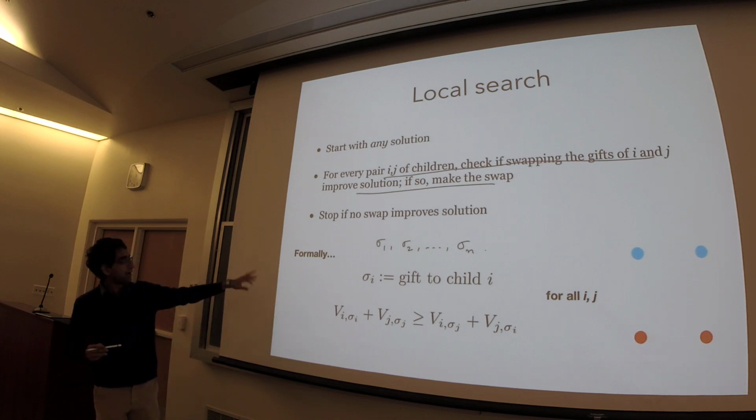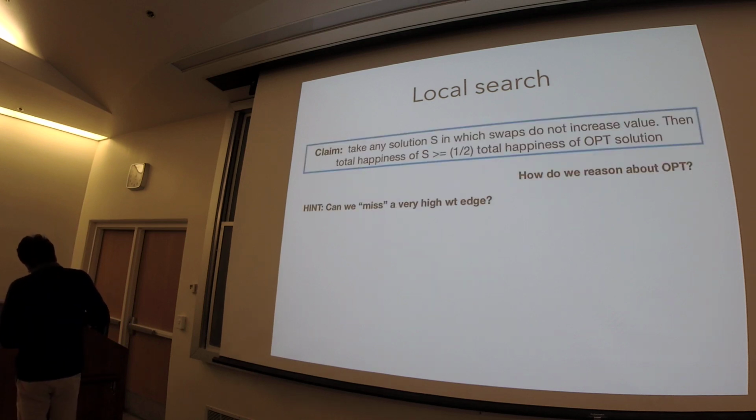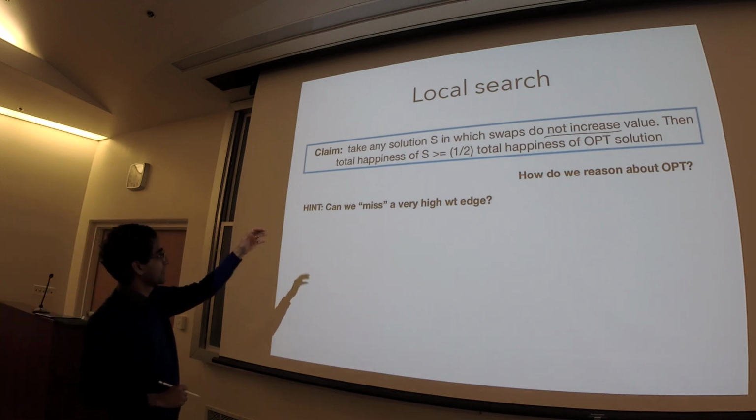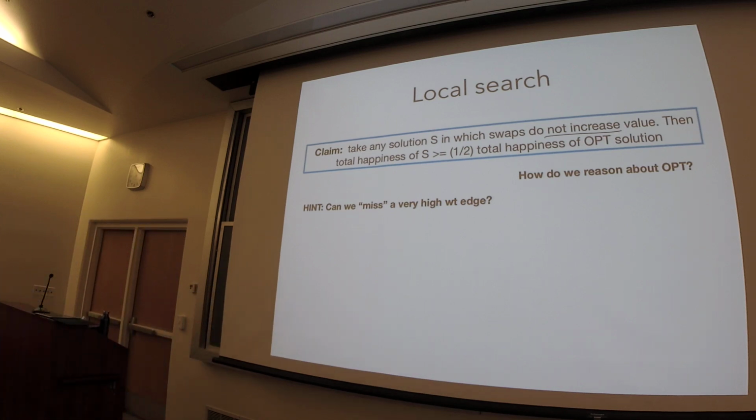So this is what we have if your solution is locally optimal. Now I would like to claim that any solution S in which swaps do not increase value has a total happiness value that's at least half the total happiness of the optimum solution. So in some sense this is a factor 2 approximation to the optimum solution. That's what we would like to claim. Local search may not be optimal, but it's not too bad.